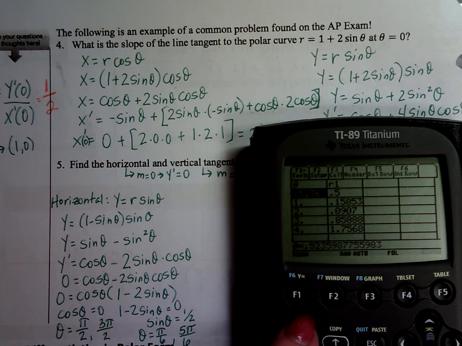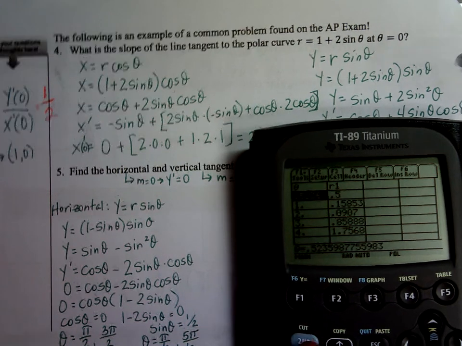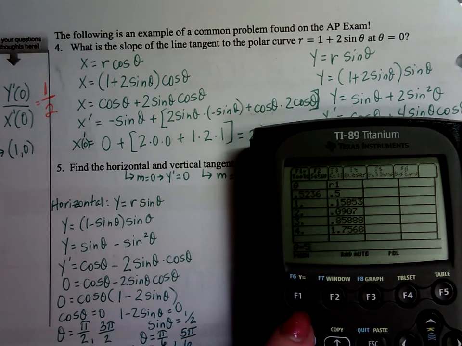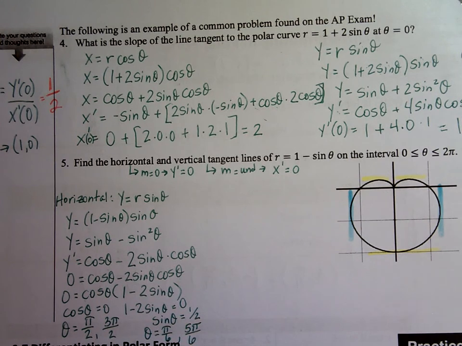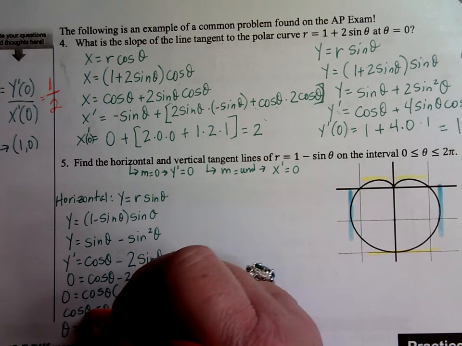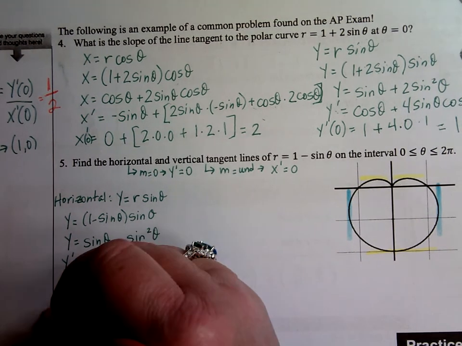Gives me 1/2. If I go to 5 pi over 6, I get a half again. So of my 4 choices, which one do you think is the one that's extraneous? And it's this guy here at 0. So he is my extraneous one.